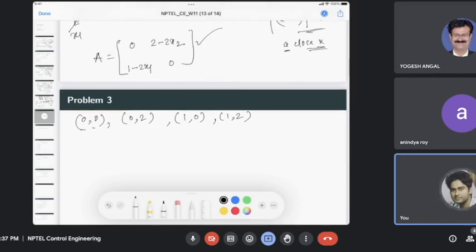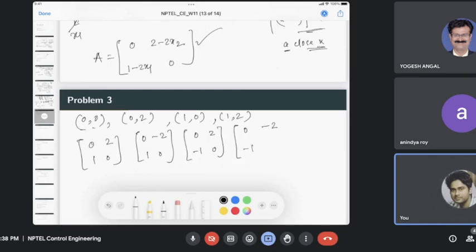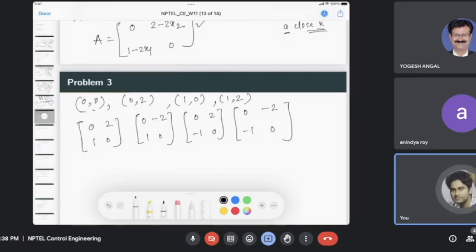So for (0, 0), A will be, so I will just write, [0 2; 1 0], and at this point it is [0 2; -1 0]. Okay, so then to find its behavior around this neighborhood, we just analyze these eigenvalues. Again, we can compute the eigenvalues using the determinant of sI minus A equal to 0.